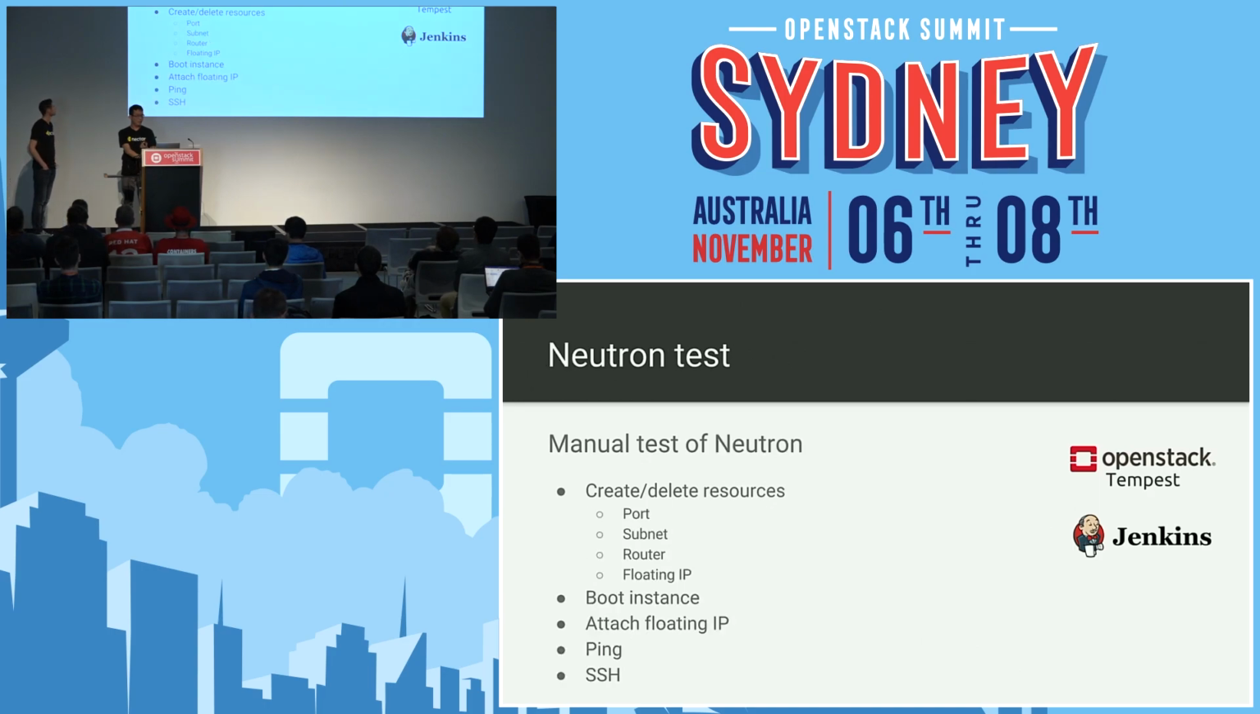And the next test is a Neutron test. With Neutron, we do a few tests like create and delete for all these things: port, subnet, router, floating IP. And just now I've covered it: put up an instance, attach a floating IP, ping it, SSH to it, make sure that end-to-end network connectivity is good to the instance.